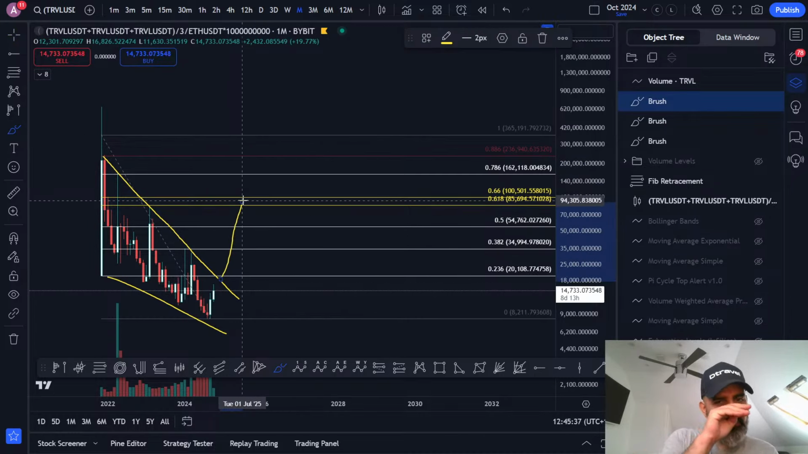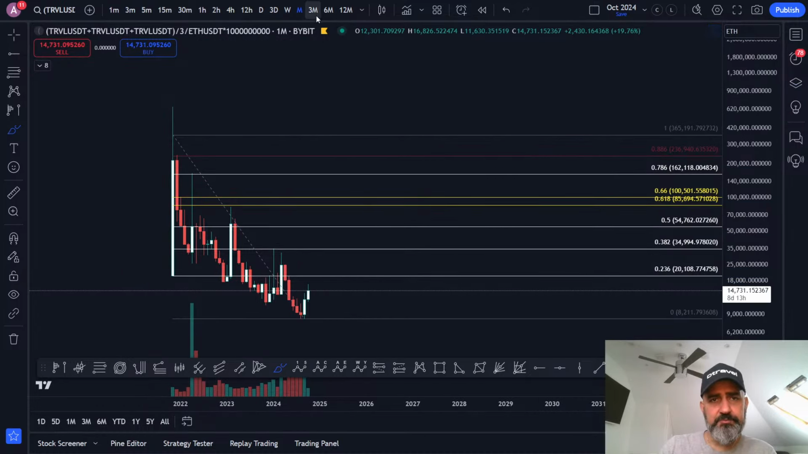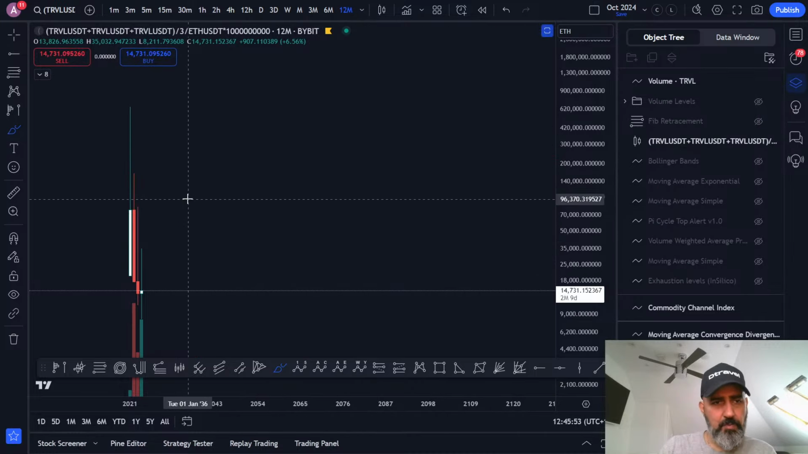That would make sense, wouldn't it? And then you have to see what happens next. And then the other thing that I was looking at was the yearly time frame. Let's just have a look at the yearly time frame.